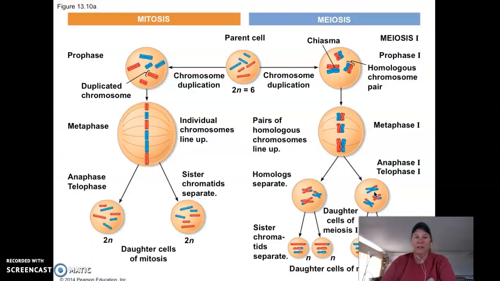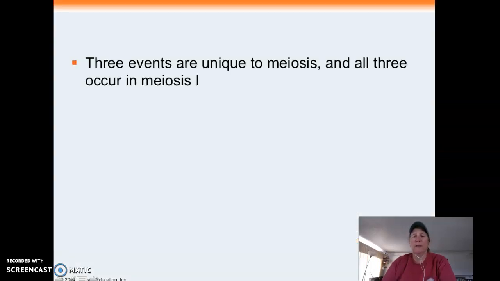And again, you can see this. It shows you the differences between them. These pictures are in your book. You can go through them and then you can see the whole picture and not me cutting one off. Sorry about that. Okay. So three events are unique to meiosis, and all three occur in meiosis 1.